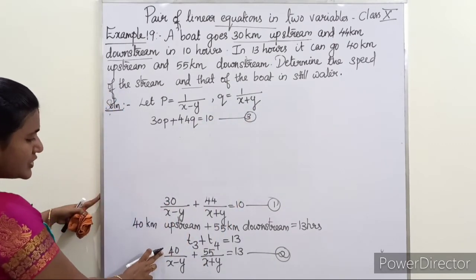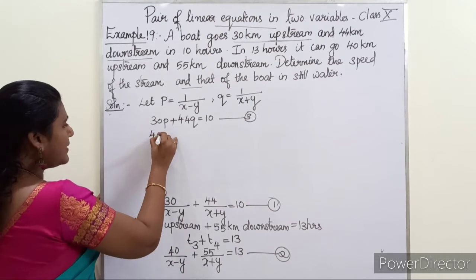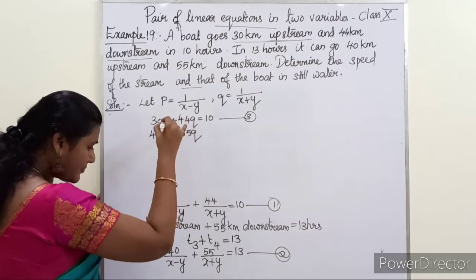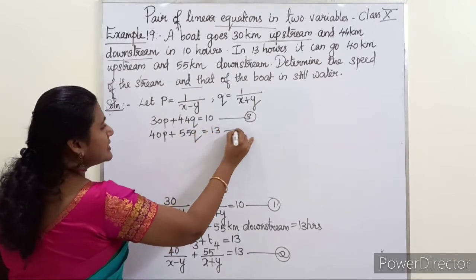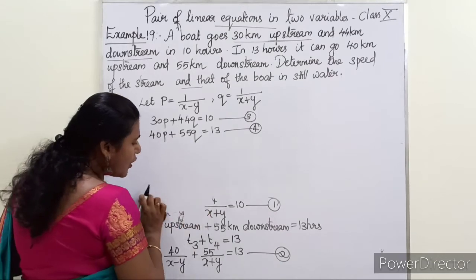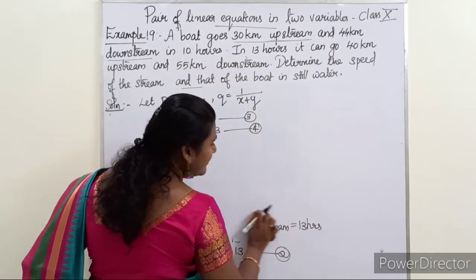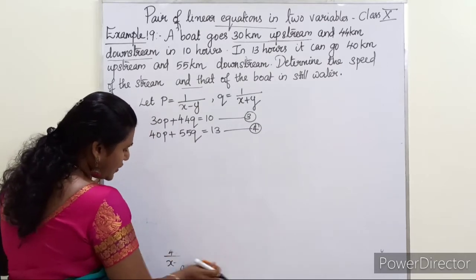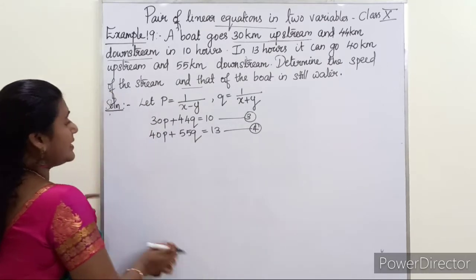Now the fourth equation reduces to 40p plus 55q is equal to 13. This is the fourth equation. Now we are going to solve these two for finding the value of p and q by the elimination method. So I am going to eliminate variable p.